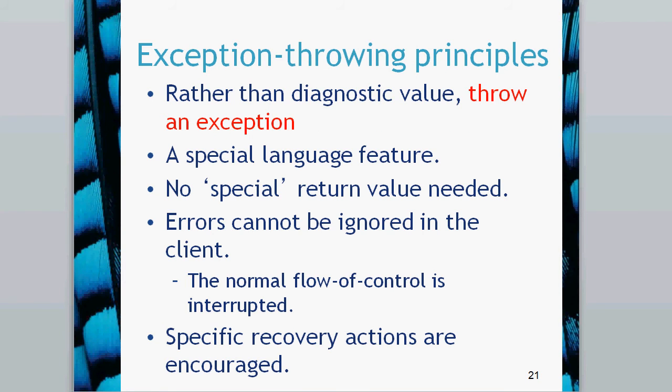So again, rather than returning a boolean true or false, we can throw an exception to give more detail. This is a special language feature of Java, and there's no special return value needed like some kind of boolean. When we do throw an exception, the errors cannot be ignored in the client. They must deal with them in some way. We dealt with them with a try and catch, but they must deal with them in some way.